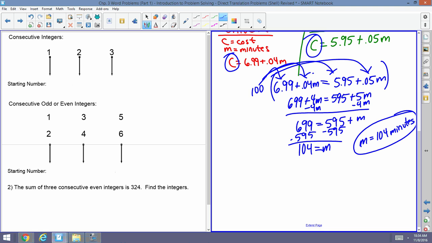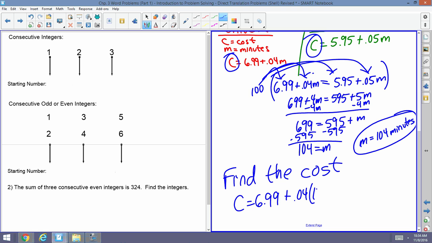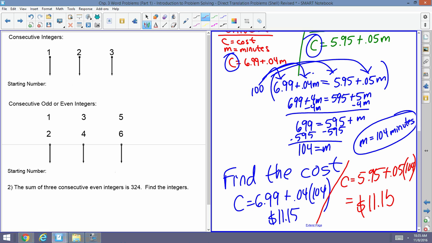Now, another question may be, what will the cost be? That's how long it's going to take for both of the costs to be equal. What if I tell you to find the cost? Very good, you can plug it into either one. Let's test it. My cost will be $6.99 plus 0.04 times 104, and that will be $11.15. If I'm correct, that better be the same cost for World Phones, which is $5.95 plus 0.05 times 104, and that equals $11.15.